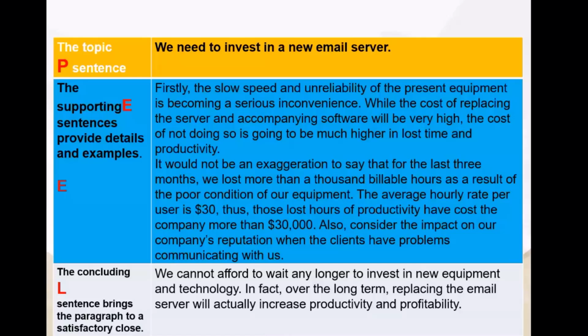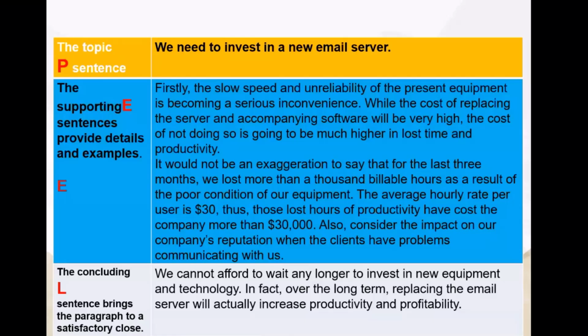He looks at the disadvantages of the current old server, that it costs the company a lot of money. Already it is putting a figure of $30,000 in lost monies, or in terms of the costs on the company as a result of the old server. And he says the old server also is making communication with our clients difficult. So he is actually arguing that it is important to have a new email server.